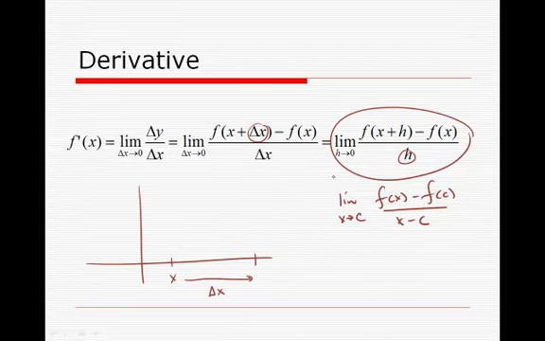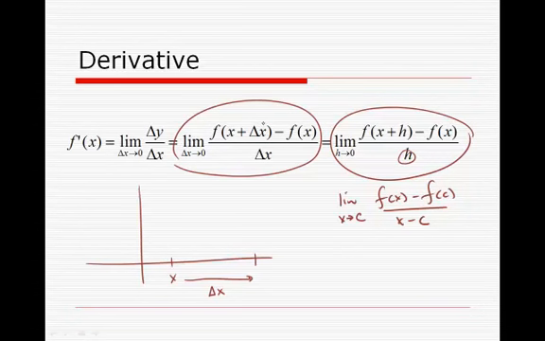So all three of these notations, the limit as the change of x approaches 0 of f of x plus the change of x minus f of x over the change of x, same as the limit as h approaches 0 of f of x plus h minus f of x over h, which is the same as the limit as x approaches c. So all three of these definitions can be used interchangeably.